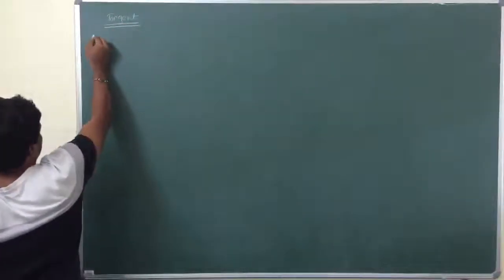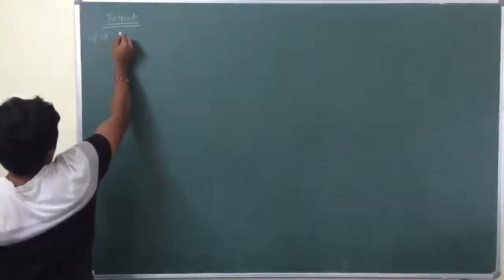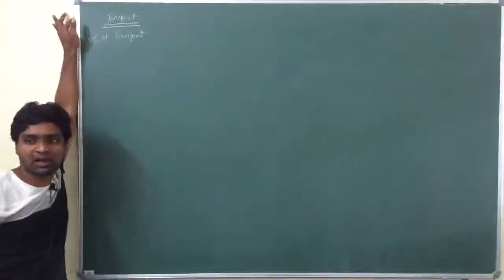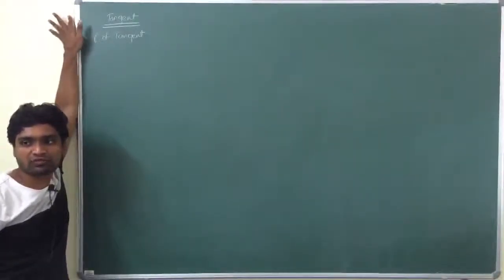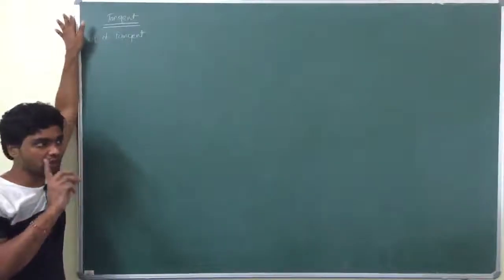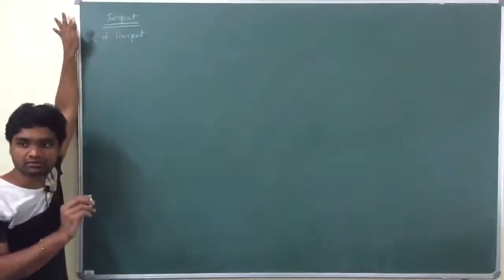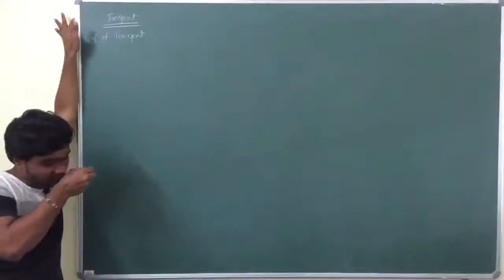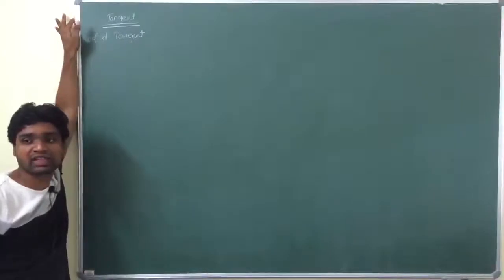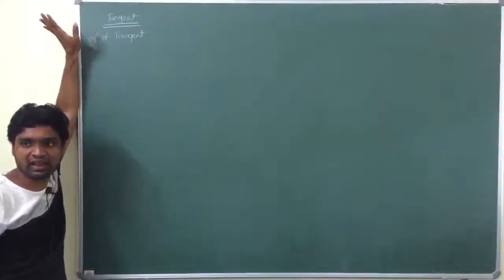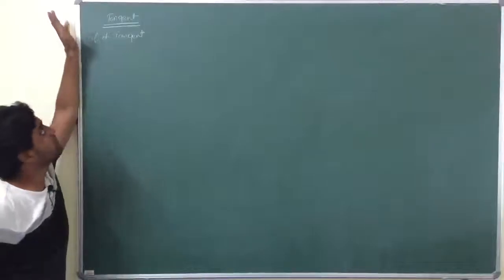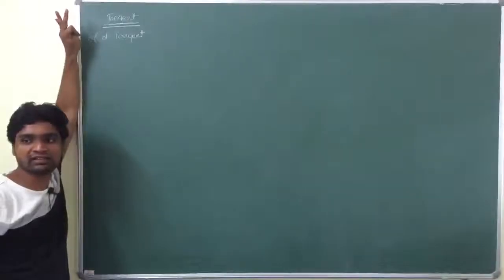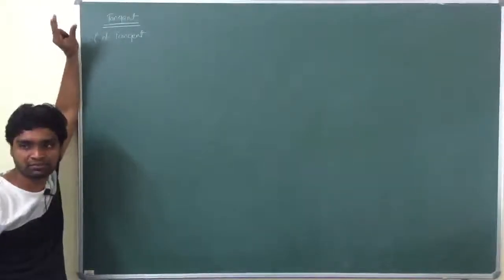So, equation of tangent. Whether it is circle, parabola, ellipse or hyperbola, we'll discuss the equation of tangents in 3 different parts. First, equation of tangent at a point on the curve; equation of tangent with a given slope; and equation of tangents drawn from an external point. These are the 3 types.